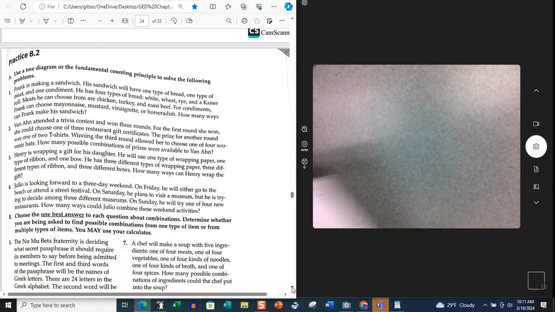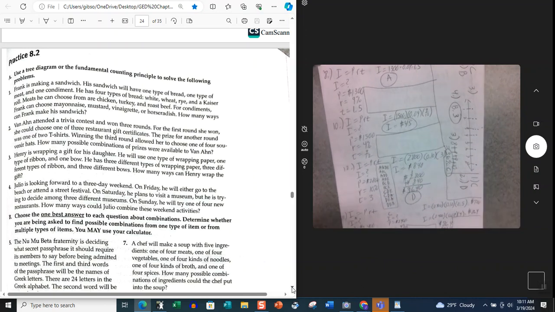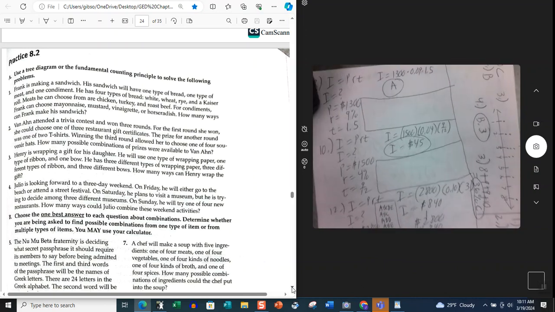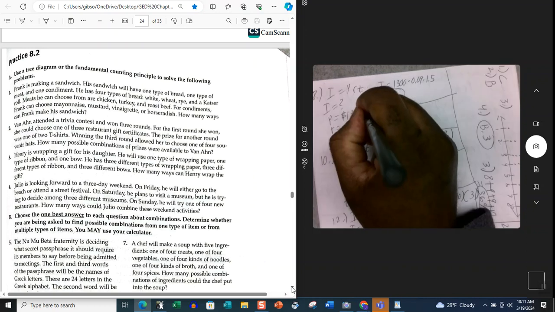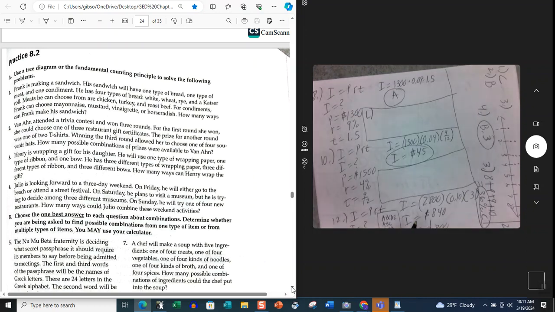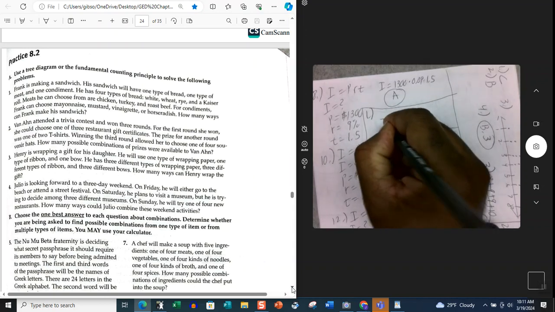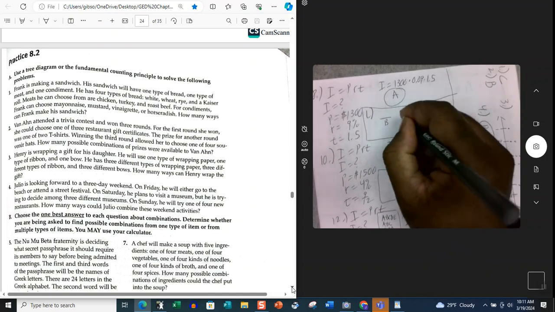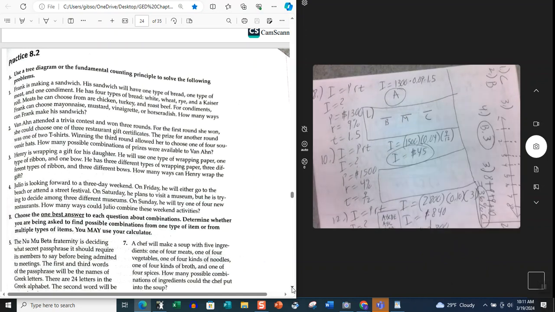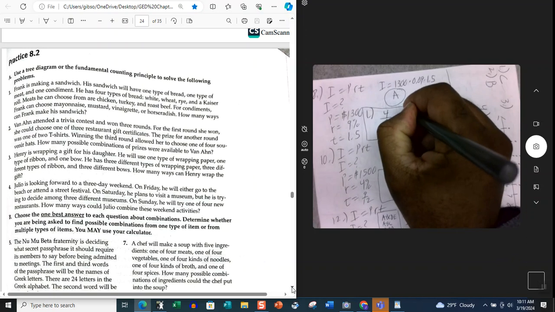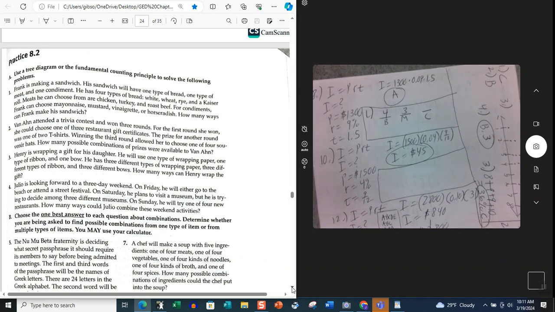Okay, so now let's look here. I'm going to zoom this in a little further. With number 1, it says he has 3 different types. He has the bread, he has the meat, and he has the condiment. Okay, so breads, there are 4 types of bread, then we have 3 types of meat, and then as far as condiments, it looks like 4 types of condiments, yes.